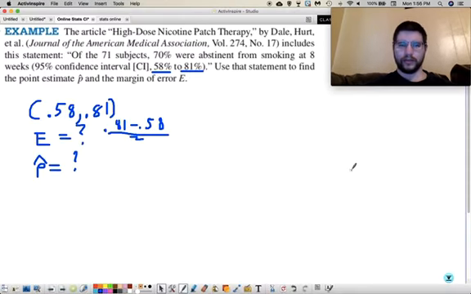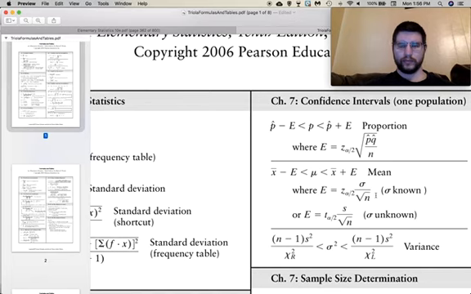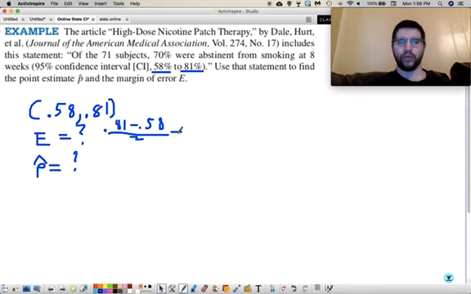So if we look at the formula here, it's P hat plus E and P hat minus E. So if we're subtracting them, the P hats will cancel, and we'll get 2 E's. Cut that in half, and we have our 1 E.